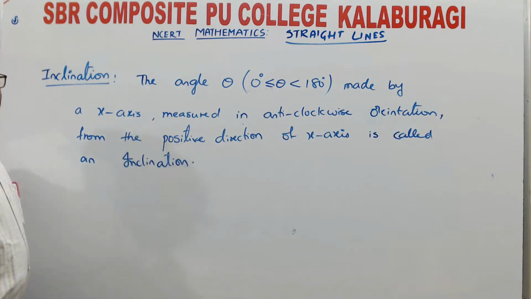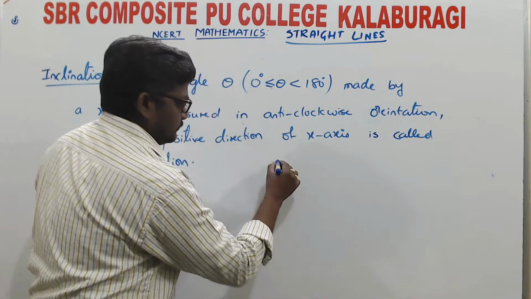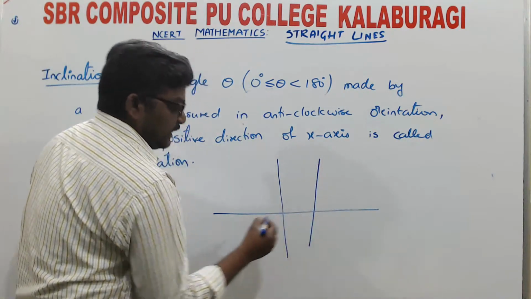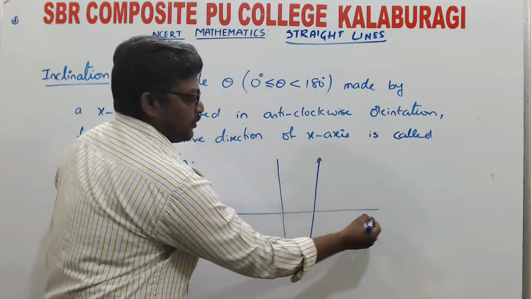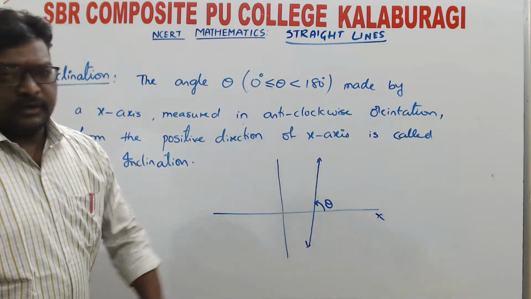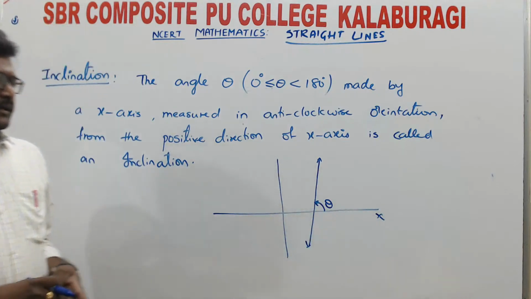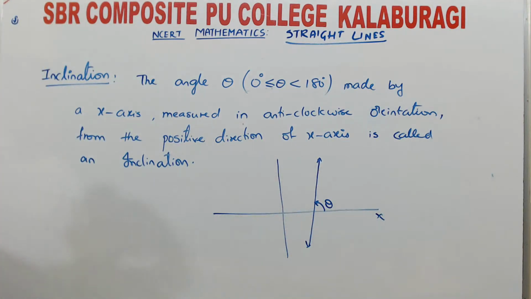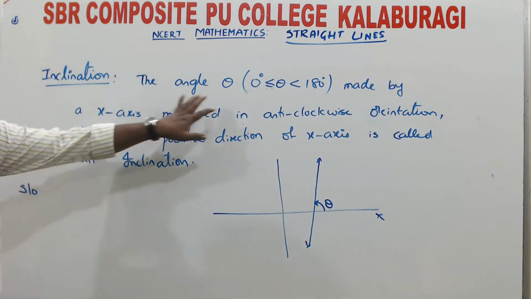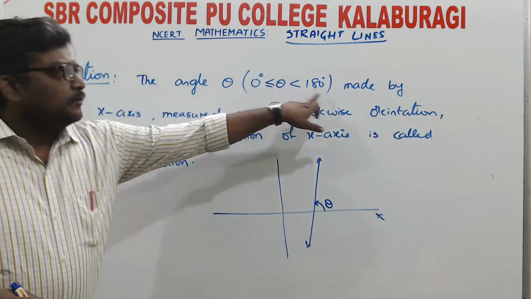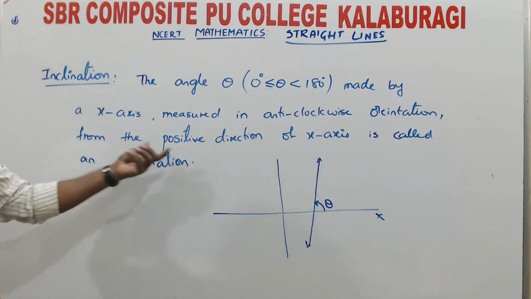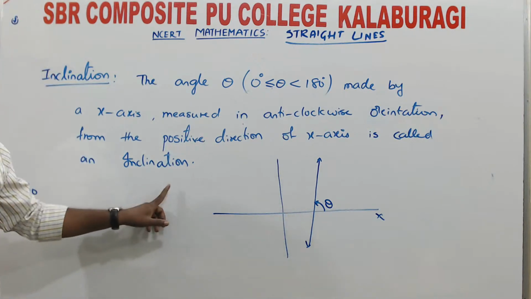What is the geometrical representation of this? We have two-dimensional geometry. We have an inclined line in the positive direction of the x-axis, with rotation anti-clockwise. This theta we will take as the inclination. And now slope. After deriving the inclination, the angle theta rotating 0 to 180 made by the x-axis measured in anti-clockwise, this rotation of orientation from the positive direction of the x-axis is called an inclination.